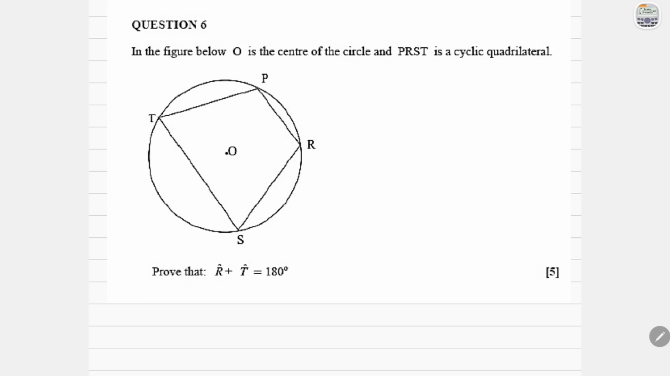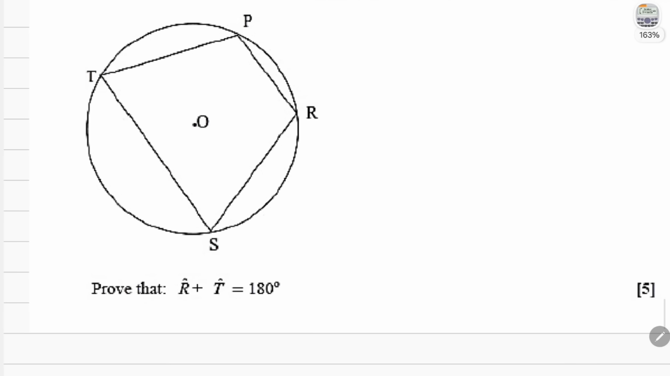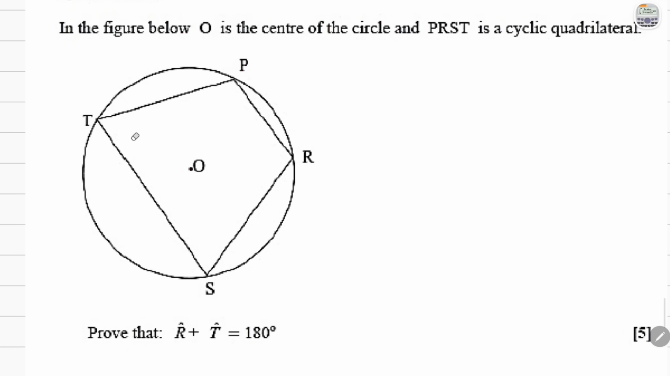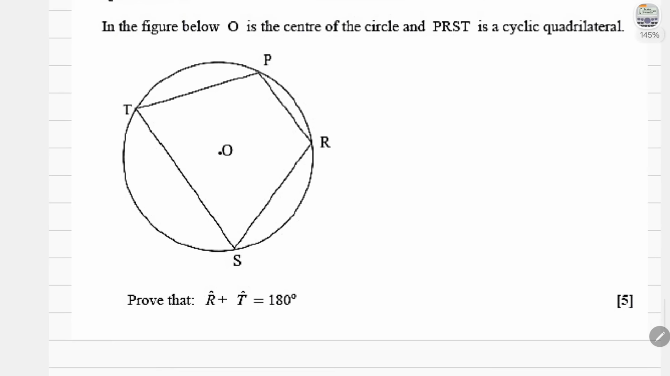Question 6 says, in the figure below, O is the center of the circle and PRST is a cyclic quadrilateral. Prove that angle R plus angle T is equal to 180 degrees. Okay, so we need to prove this theorem that says that the opposite angles in a cyclic quad are supplementary, that they add up to 180 degrees.